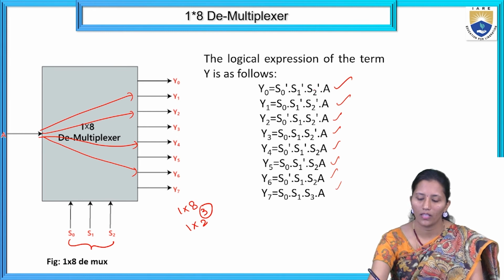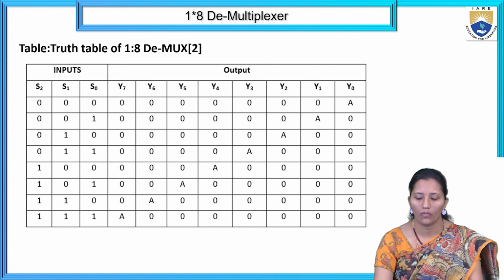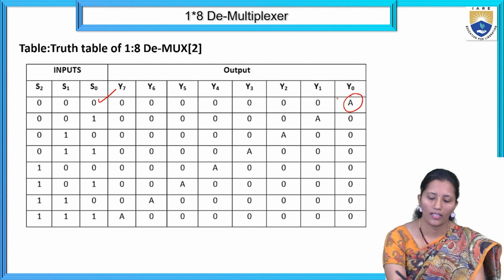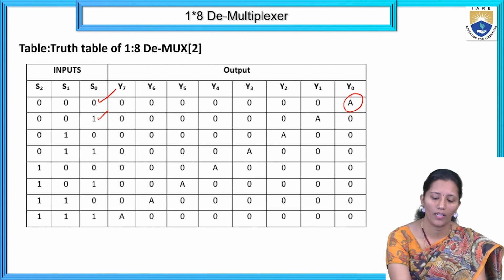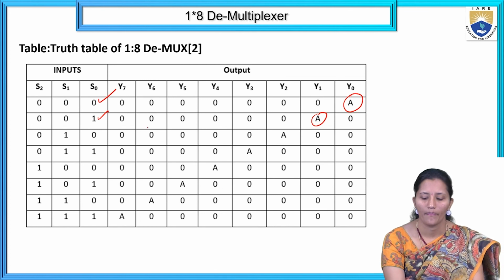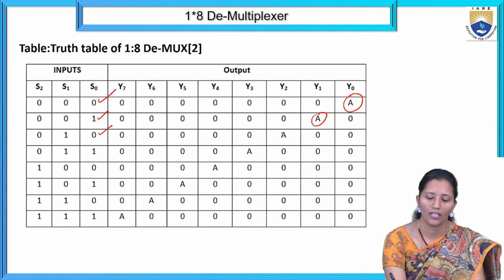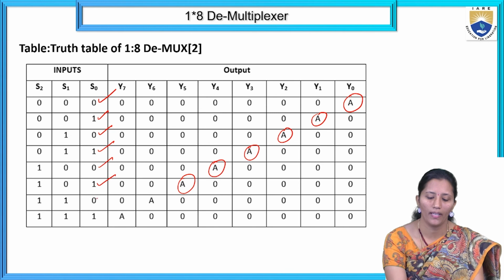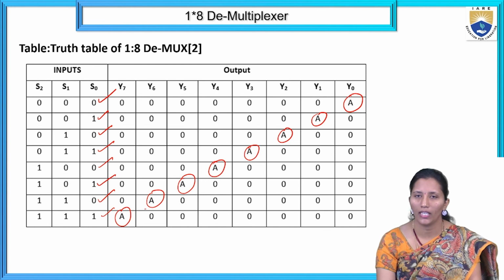Okay. For 0, 0, 0, Y0 will be selected. So 0 means S0 dash, S1 dash, S2 dash. 0, 0, 1, like that we have to write these equations and realize them in a logic diagram. So 0, 0, 0 means Y0 will be selected, other outputs will be disabled. If 0, 0, 1, Y1 will be selected as A, other outputs will be disabled. If 0, 1, 0, the input is routed to Y2; 0, 1, 1, it is routed to Y3; 1, 0, 0, the input is routed to Y4; 1, 0, 1, Y5; 1, 1, 0, Y6; 1, 1, 1, Y7. Other outputs will be disabled.